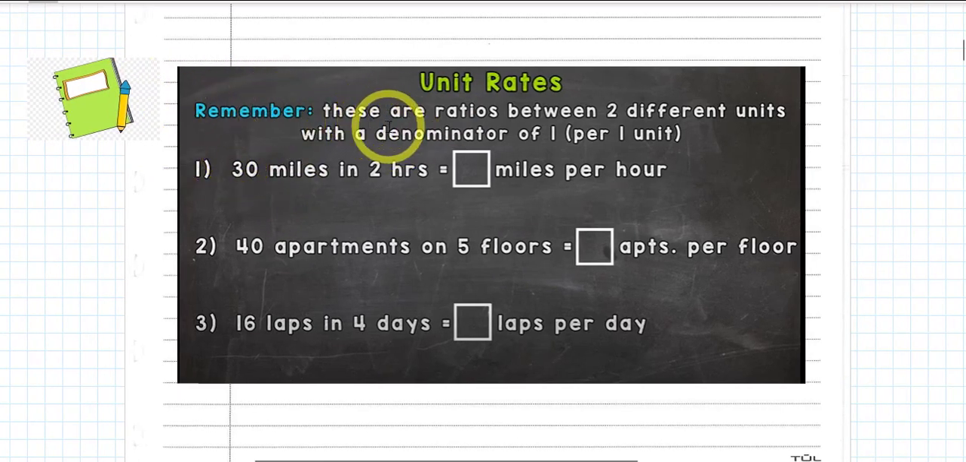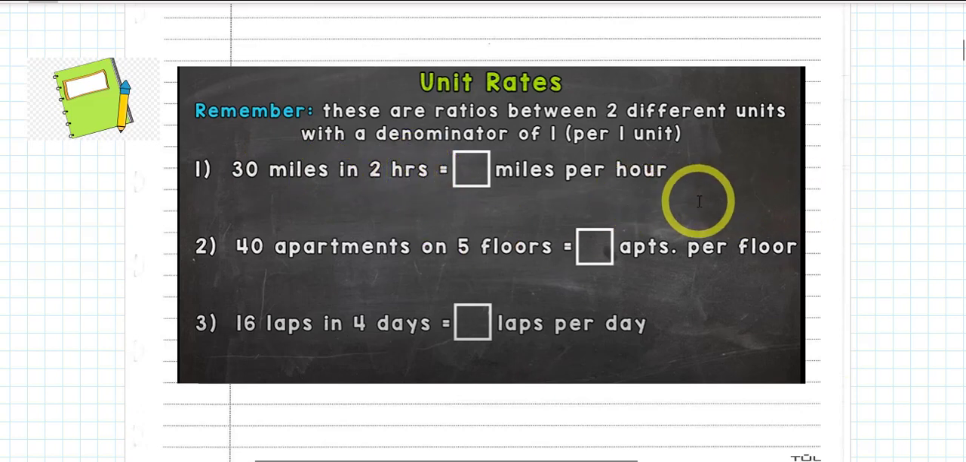Here, I want you to remember that unit rates are ratios where we have two different units, okay? And we're always going to have, when we're creating our unit rate, a denominator of 1, so the price per 1 unit, okay? So here for number 1, we're given the information of 30 miles in 2 hours, okay? So that's our ratio that we're going to turn into a unit rate. And we start with words. So the words that are being presented are miles and hours.